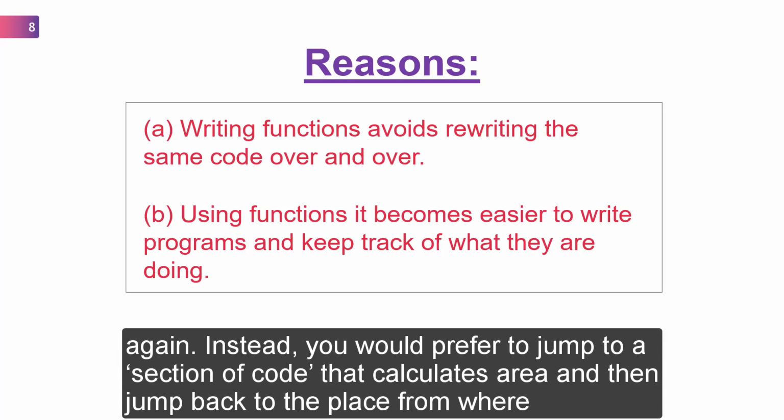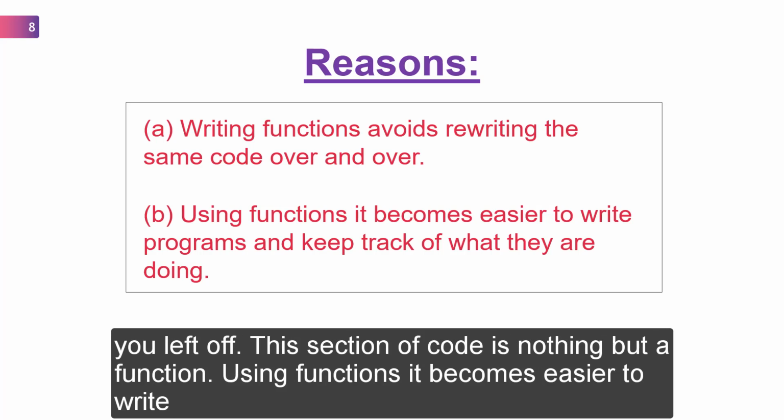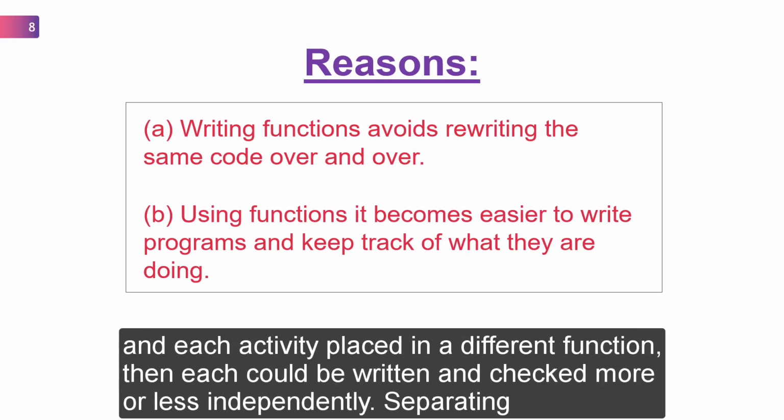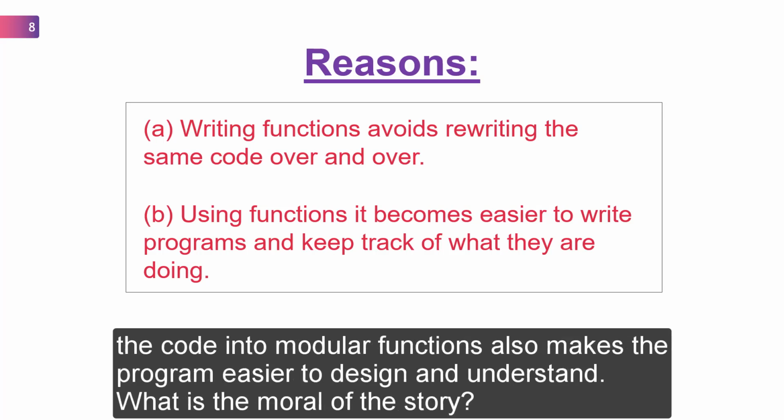Instead, you would prefer to jump to a section of code that calculates area and then jump back to the place from where you left off. This section of code is nothing but a function. Using a function, it becomes easier to write programs and keep track of what they are doing. If the operation of a program can be divided into separate activities and each activity placed in different functions, then each could be written and checked more or less independently. Separating the code into modular functions also makes the program easier to design and understand.